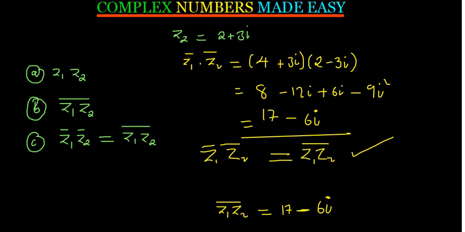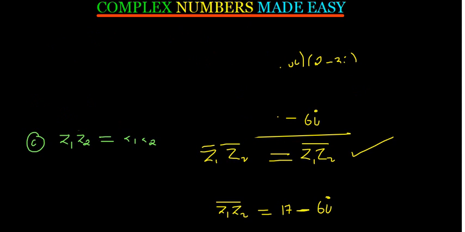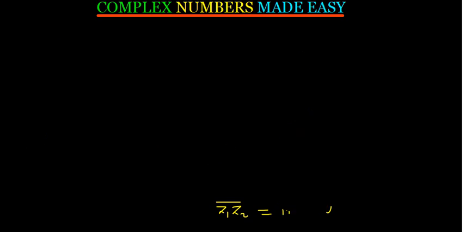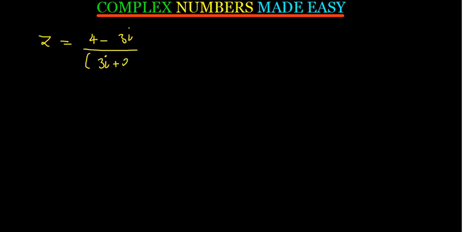Okay, let me look at the last example. Let's say they've given that Z is equal to, let's say, 4 minus 3i divided by (3i plus 2) squared. They say express Z in the form a plus ib. That's the question. Express Z in the form a plus ib.